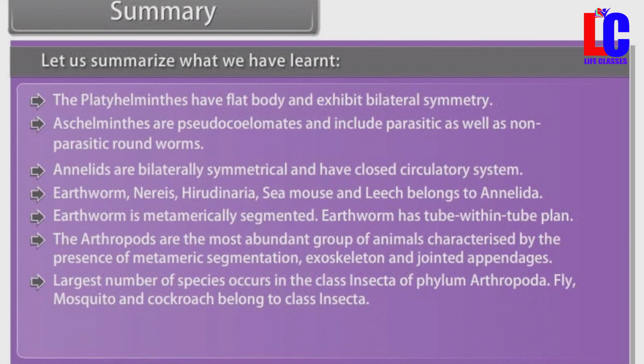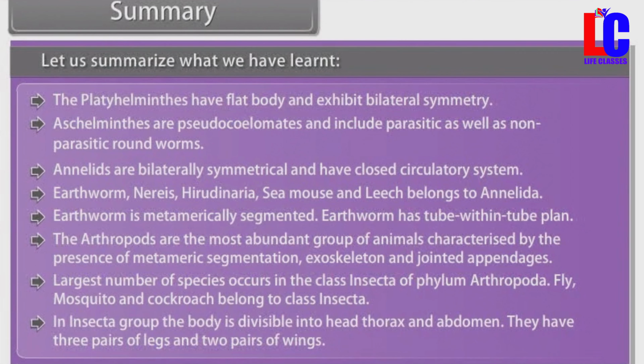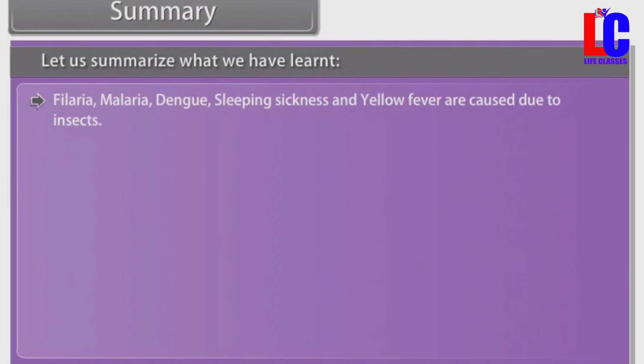Largest number of species occurs in the class Insecta of phylum Arthropoda. Fly, mosquito and cockroach belong to class Insecta. In Insecta, the body is divisible into head, thorax and abdomen. They have 3 pairs of legs and 2 pairs of wings. Filaria, malaria, dengue, sleeping sickness and yellow fever are caused by insects.